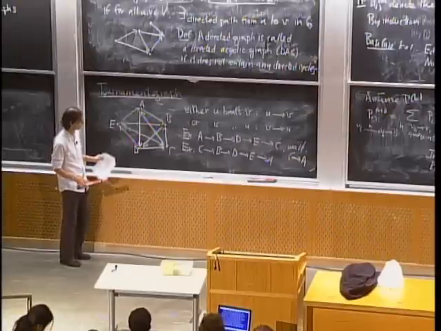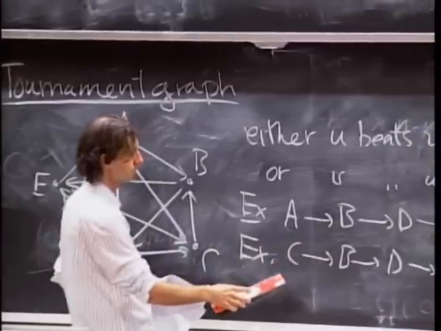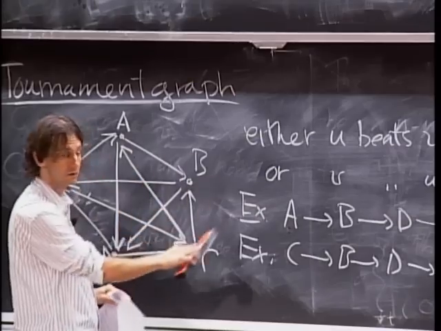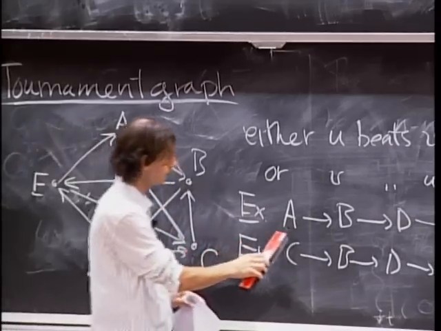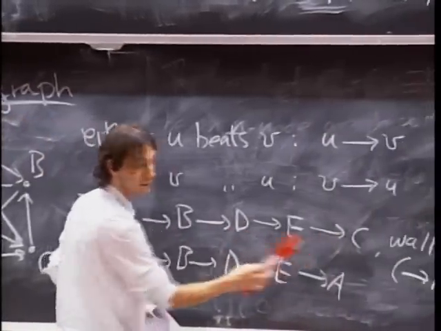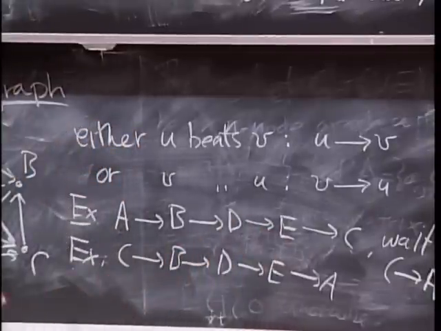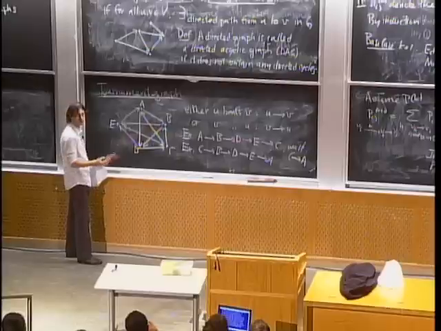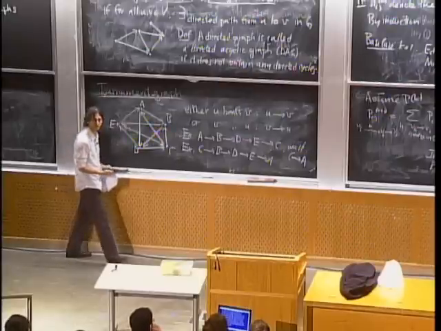So what's a Hamiltonian path? This is actually an example of it. There is a walk that goes around the graph, and visits every vertex exactly once. So we're going to prove that a tournament graph has this beautiful property.